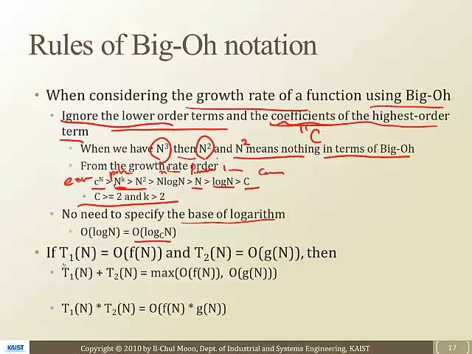One thing is that if Tn is order of Fn and T2n is order of Gn, in that case, the plus means what? Max. Why is that? Because let's imagine this case: order of n, and order of n squared. In that case, we just want to find the maximum. The plus doesn't affect each other, right?